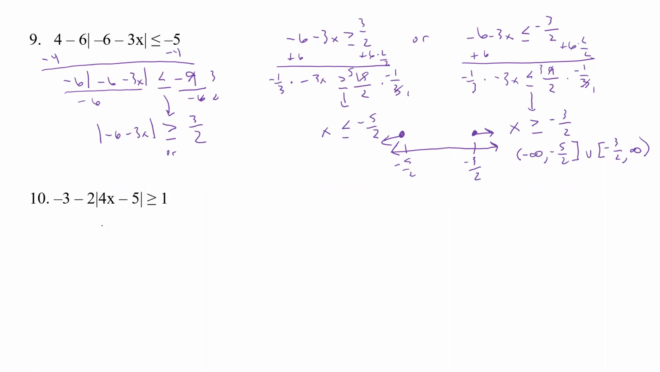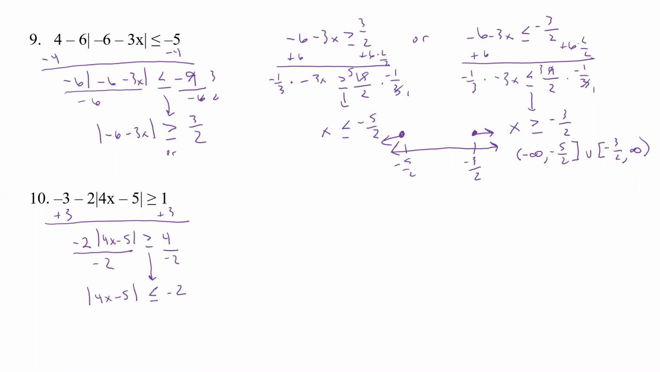All right, one more here. That's going to be the last one. So first thing I'm going to do is add 3 to both sides. So that gives me a negative 2 absolute value of 4x minus 5, and that's going to be greater than or equal to 4. Now I'm going to divide by negative 2, divide by negative 2. When I divide, that's changing that to less than or equal to, and here we have negative 2. Here we still have the absolute value of 4x minus 5.